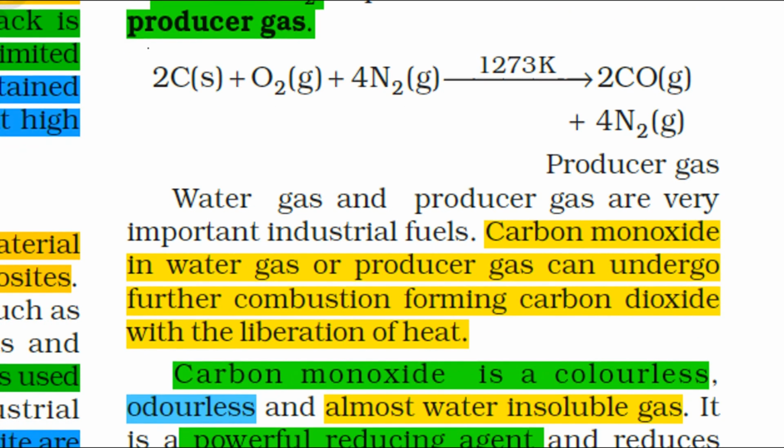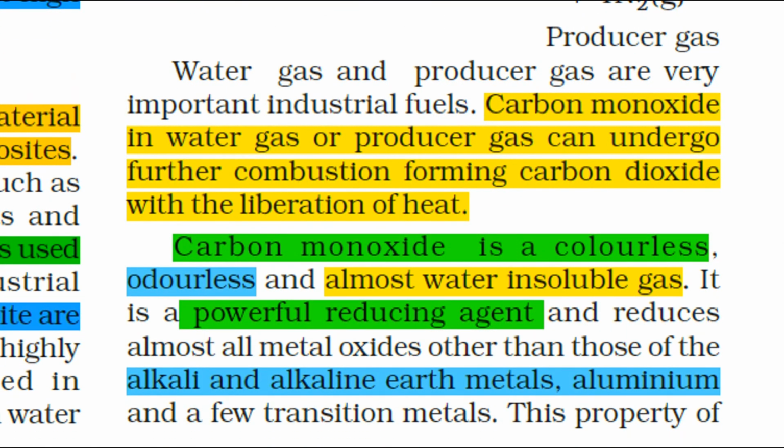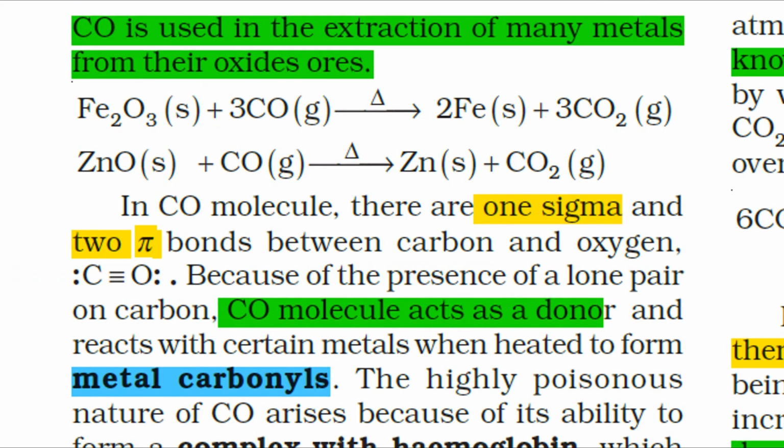Next, water gas and producer gas are very important industrial fuel. Carbon monoxide in water gas and producer gas can undergo further combustion, forming carbon dioxide with liberation of heat. Okay, so next is carbon monoxide is a colorless, odorless and almost water insoluble gas. It is a powerful reducing agent and reduces almost all metal oxides other than those of alkali and alkaline earth metal, aluminium and a few transition metals. This property of carbon monoxide is used in the extraction of many metals from their oxide ores. This is a very important property of carbon monoxide.